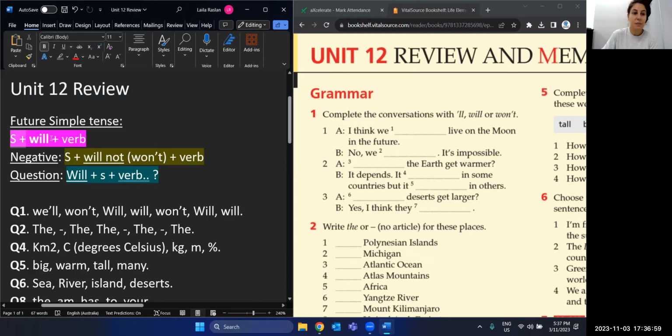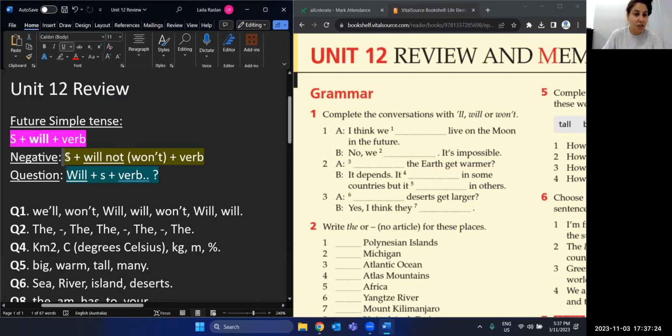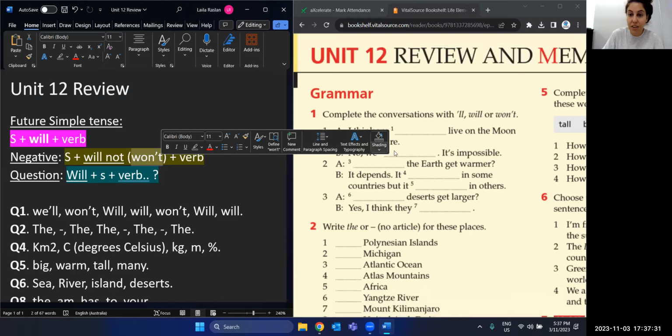So maybe I'll put these in different colors like this. Okay, so that's how I do it. Subject, will, verb. That's just a quick review. So we is the subject, will live. We will live on the moon in the future. And then someone says, no, we. So you can see it's a negative because he says, no, we. How do we make a negative? He's got the subject, no, we will not or won't. I think won't because that's the option we have here. No, we won't.